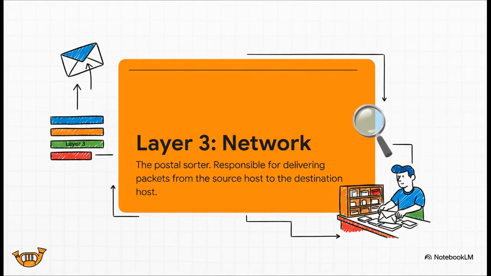Okay, now we're getting into the real logistics. Layer 3, the network layer, is like the internet's global postal sorter. Its one and only job is to figure out the best path for your data to travel across all the different networks to get to its final destination. This is where that routing magic really happens.